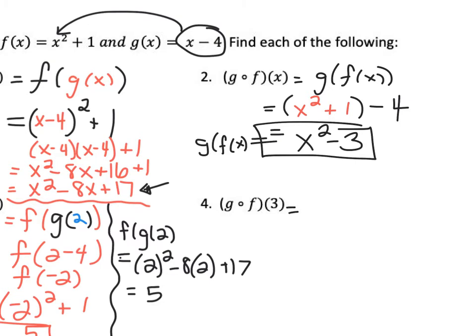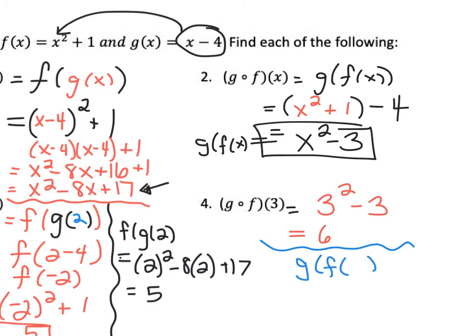And now I'm going to jump down to 4, which says find g composed with f of 3, which means I'm plugging 3 into my new function. So this would be 3 squared minus 3, which would be 6. Alternatively, you could have shown this by doing g of f of 3, which means you plug 3 into f of x first, which would be 3 squared plus 1, which is 10, which would then be equal to doing g of 10, and g of x is x minus 4, so 10 minus 4 is 6. So I get the same answer both ways.